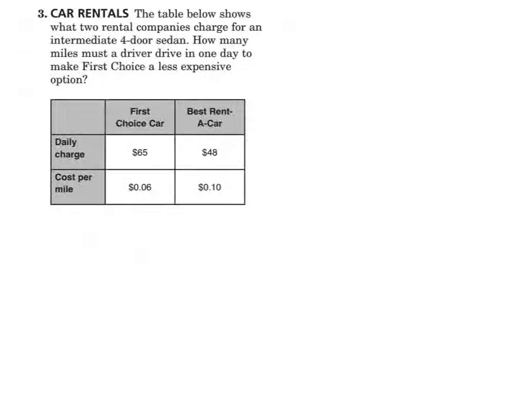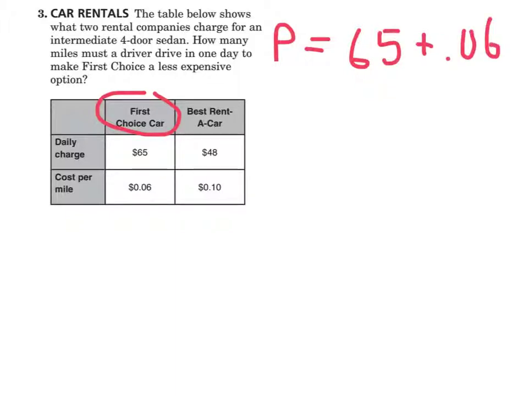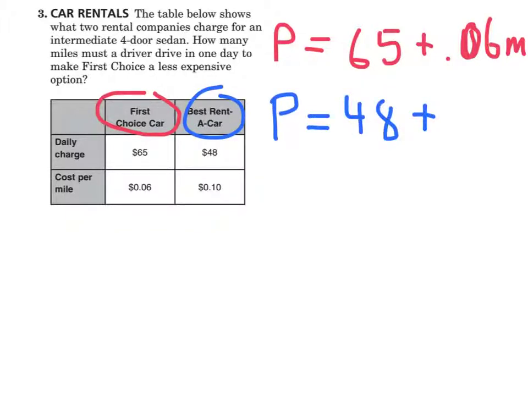Okay, so we're going to write an equation for each one. For first choice car, we know that the price equals $65 plus 0.06 m. So 0.06 dollars, or 6 cents, a mile. Alright, and then over here, best rent-a-car, that price equals $48 plus 0.10 a mile.